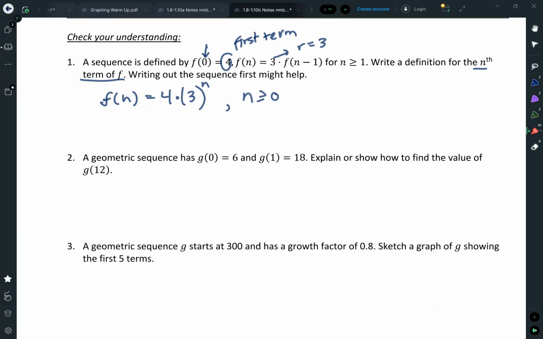is 6, g of 1 is 8. Explain or show how to find the value of g of 12. So right now, our sequence starts at 0, and we have 6, 8. We know it's geometric, so we're doing times 3. That means our r equals 3.